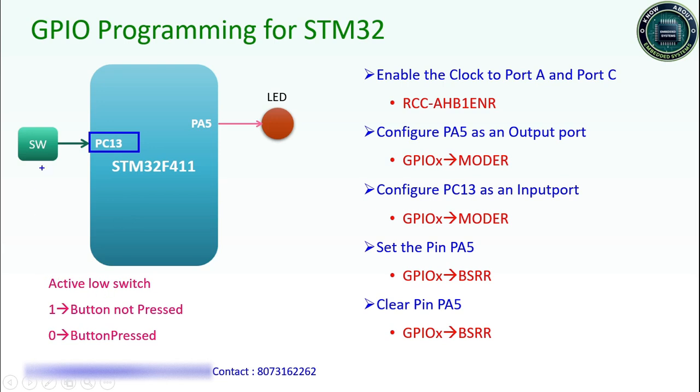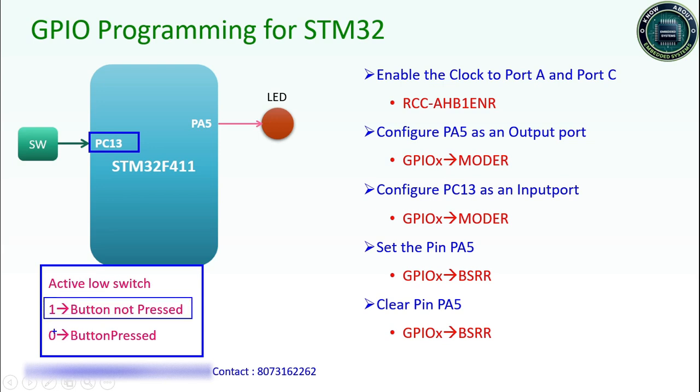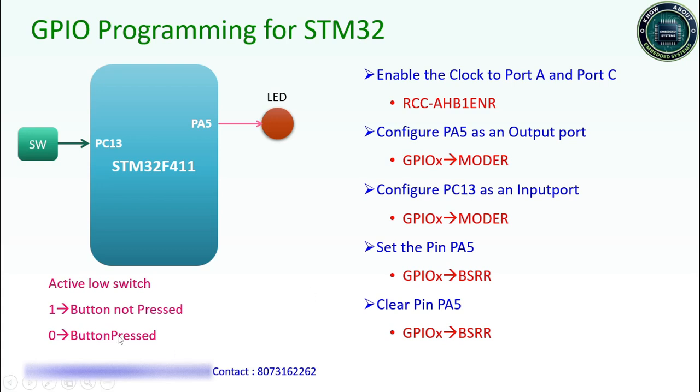The second important point is that this switch is an active low switch. That means whenever you press the switch, it creates an active low signal. Whenever the switch status is high, 1, the button is not pressed, and whenever it is 0, the button is pressed. This is called an active low switch: 0 means the switch is pressed, and 1 means it is not pressed. This is the second important thing you should know.